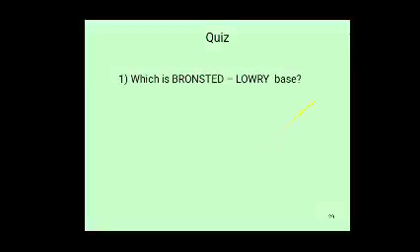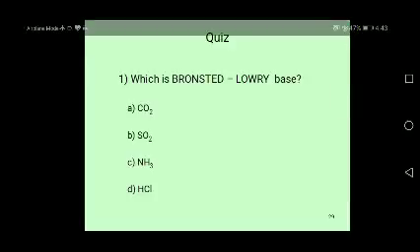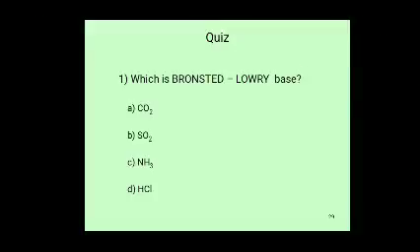Which is a Bronsted-Lowry base? CO2, SO2, NH3, HCl. NH3 easily accepts a proton from another substance, so it acts as a Bronsted-Lowry base. The Bronsted-Lowry base is NH3.